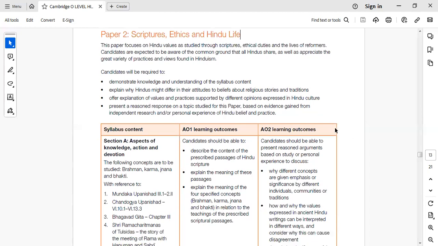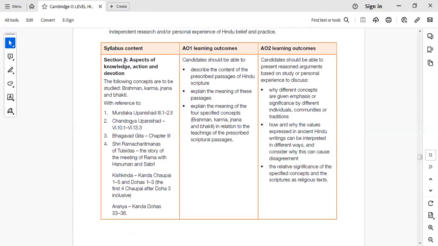Let's see paper 2. Paper 2, section A, we are going to learn the aspects of knowledge, action, and devotion. In Hindu scriptures, we say there are 3 paths leading to moksha. Moksha is leading to God, leading to liberation, right? There are 3 paths: knowledge, action, and devotion.